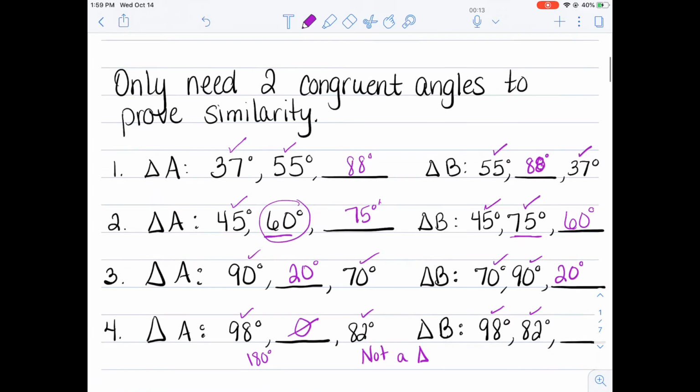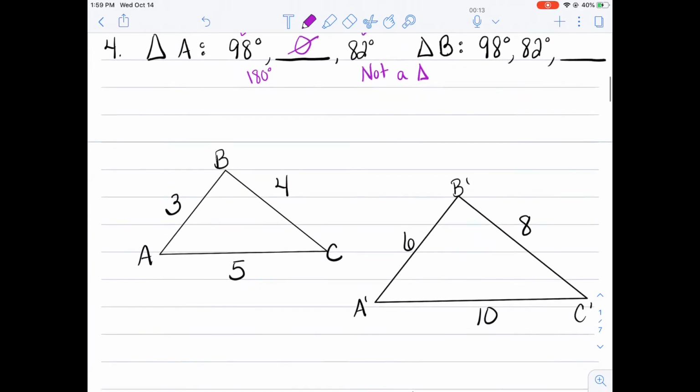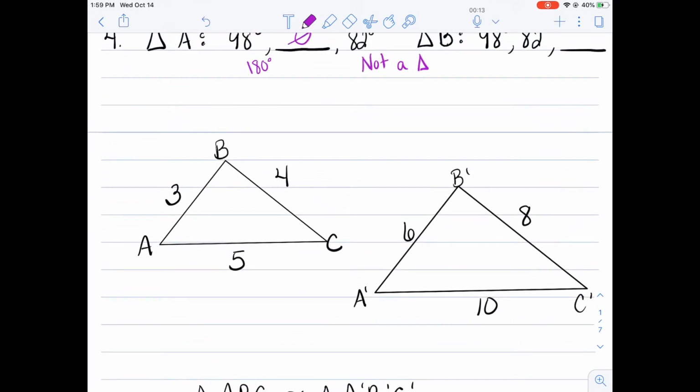Okay, so let's look further at some sides. So these triangles here, triangle ABC and ABC prime, are similar. And notice that they have different side lengths. Now we've learned previously that things have to be proportional. So if we look and say, okay, what corresponds? So I'm going to use some different highlighter colors here. So AB corresponds to AB prime. Okay, and then AC corresponds to AC prime, and then of course the last one, BC, corresponds to BC prime.